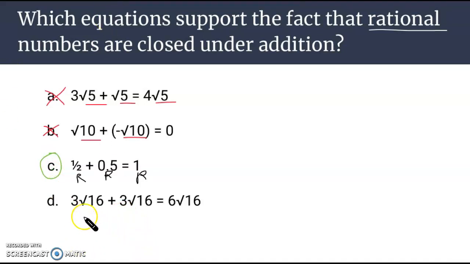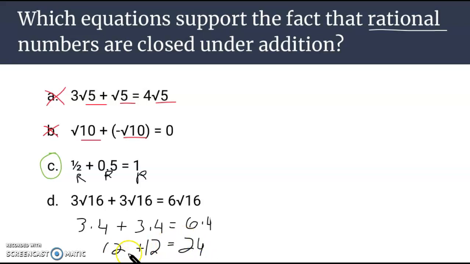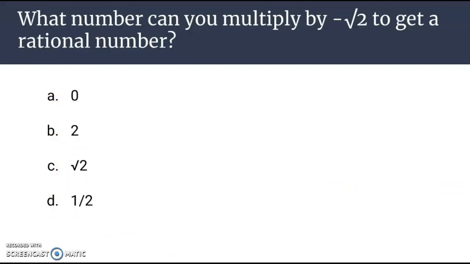Don't be fooled on D. Anytime I see square root of 16, I could actually write 4. And then that gives us 12 plus 12 equals 24. True statement. All of those numbers can be written as fractions: 12 over 1, 12 over 1, 24 over 1. True statement for D.